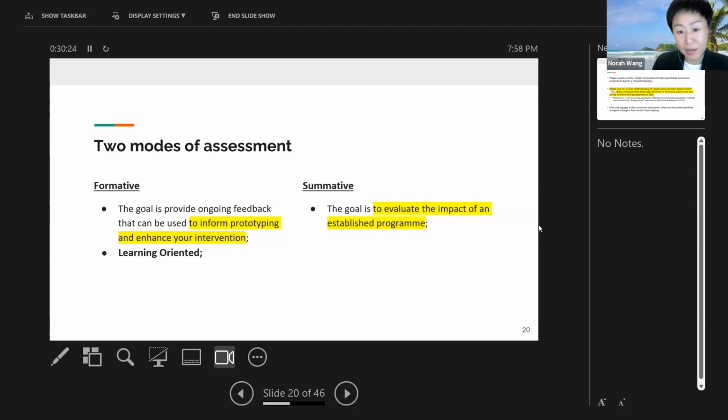So what do I mean by established program? I mean that when you are very clear about the theory of change, you have already gone through all the prototyping stage, and you have already gone through the process of evolving from theory of change 1.0 to theory of change 4.0, then you can say, hey, we've got a theory of change 4.0 now, so maybe we can think about conducting a summative impact assessment to actually launch a large scale quantitative randomized control trial. Then I say, okay, no problem.